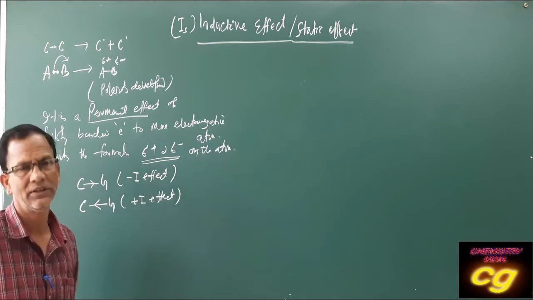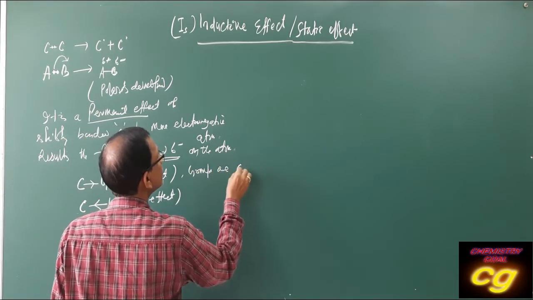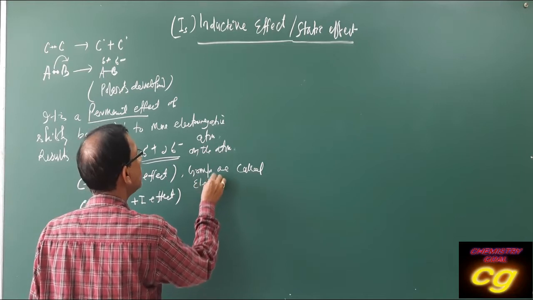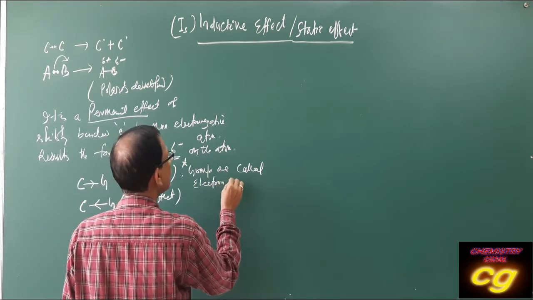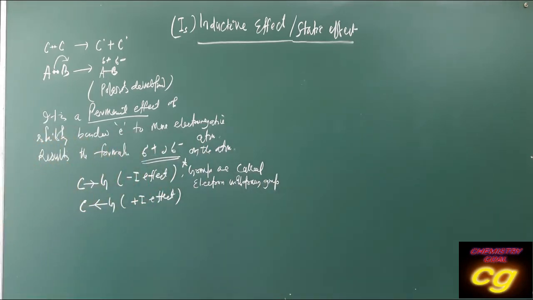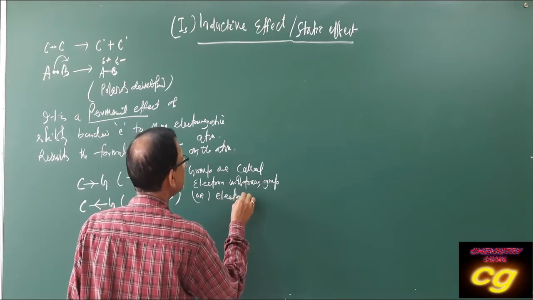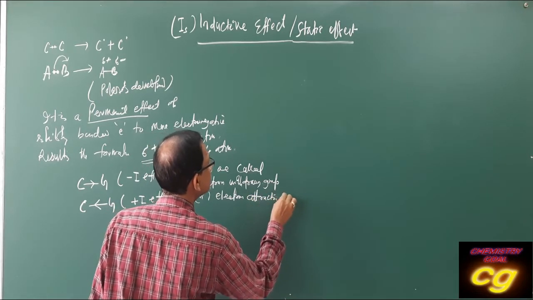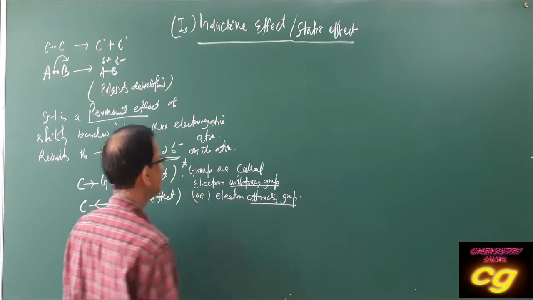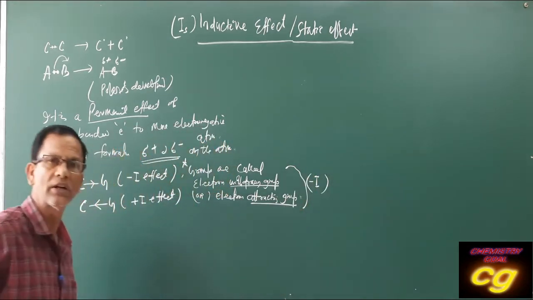And for the minus effect, the groups are called electron withdrawing groups, or electron attracting groups. Both are called the minus effect.